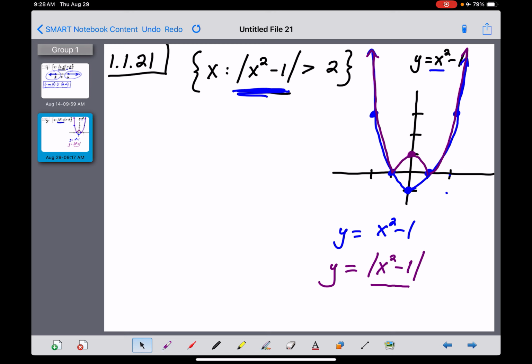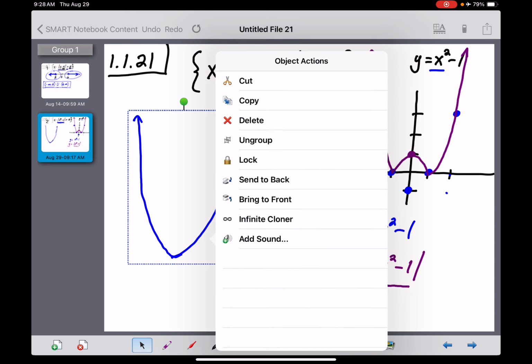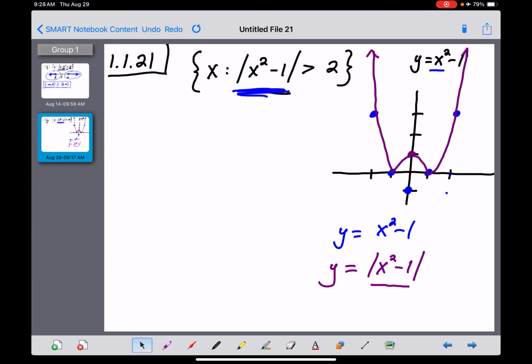Okay, so now I'm going to get rid of the blue parabola here. In fact, I think we can just wipe that guy out. What we're dealing with in purple there is the graph of y equals the absolute value of x squared minus 1. So that's kind of a quick little trick right there for how to take an absolute value graph of something that you already knew. Now, back to where I was a moment ago, we want to know when or where the value of this function is greater than or equal to 2.